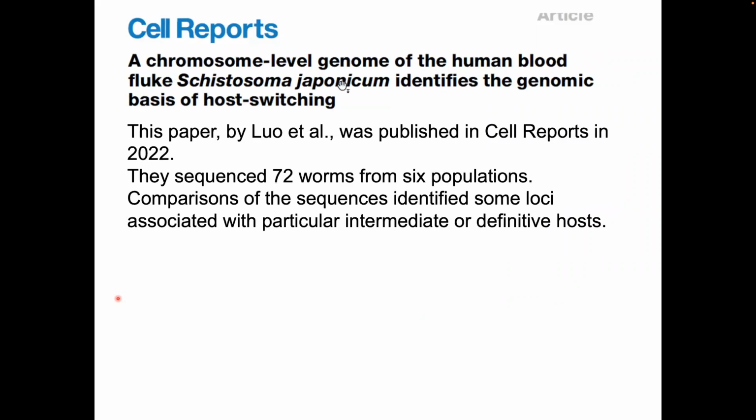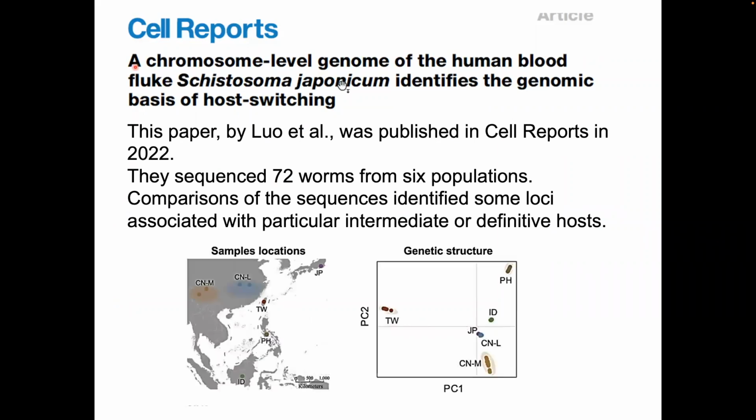Cell Reports, published last year in Cell Reports, and they looked at Schistosoma japonicum. And they looked at Schistosoma japonicum from the 6 localities where it used to exist in East Asia, and found that these were extraordinarily different in their genetic makeup, as you can see on this principal components plot here.